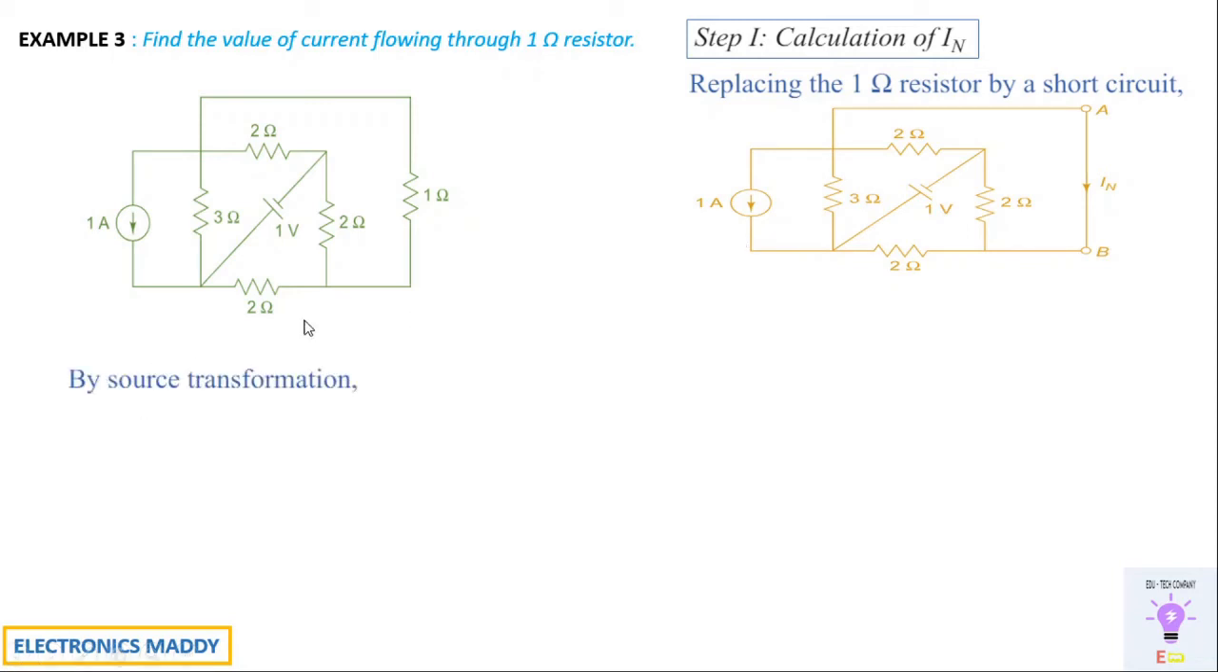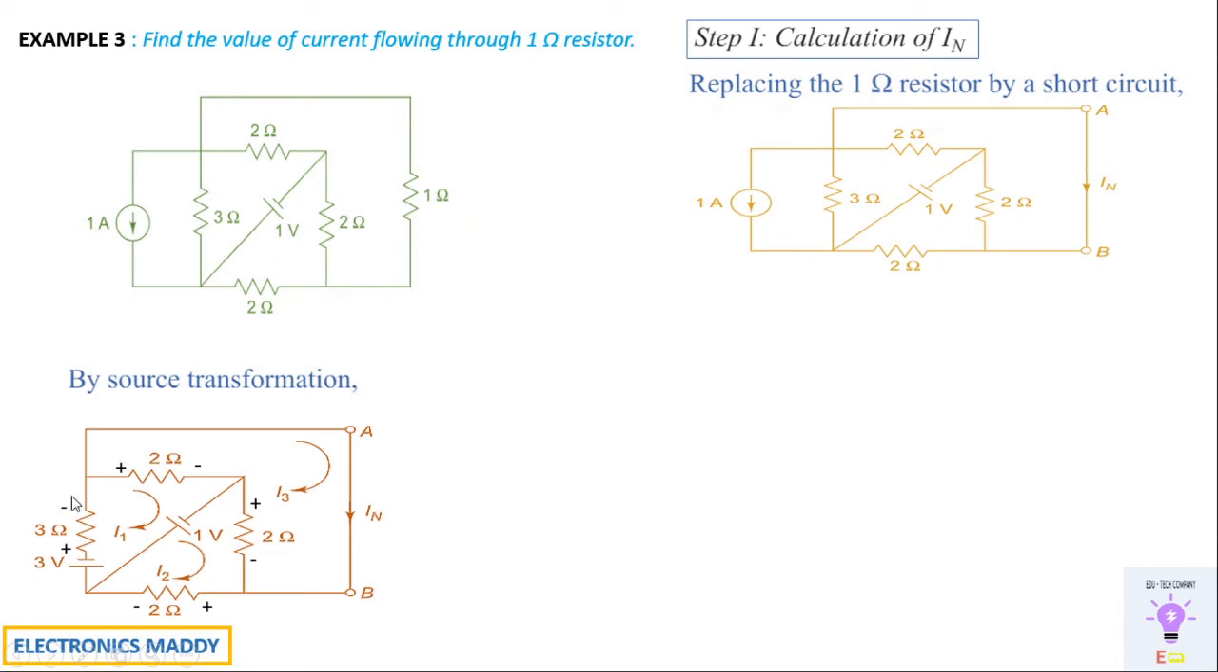By source transformation, we will be applying source transformation at this point, because 1 amp is connected in parallel with 3 ohms. So V is equal to IR, 1 into 3, that is a 3 volt source will be connected in series by applying source transformation here. The source transformation concept with problems is also explained in our previous video. In case you have any doubts with respect to it, please do refer to it. I will be providing the link in the description.